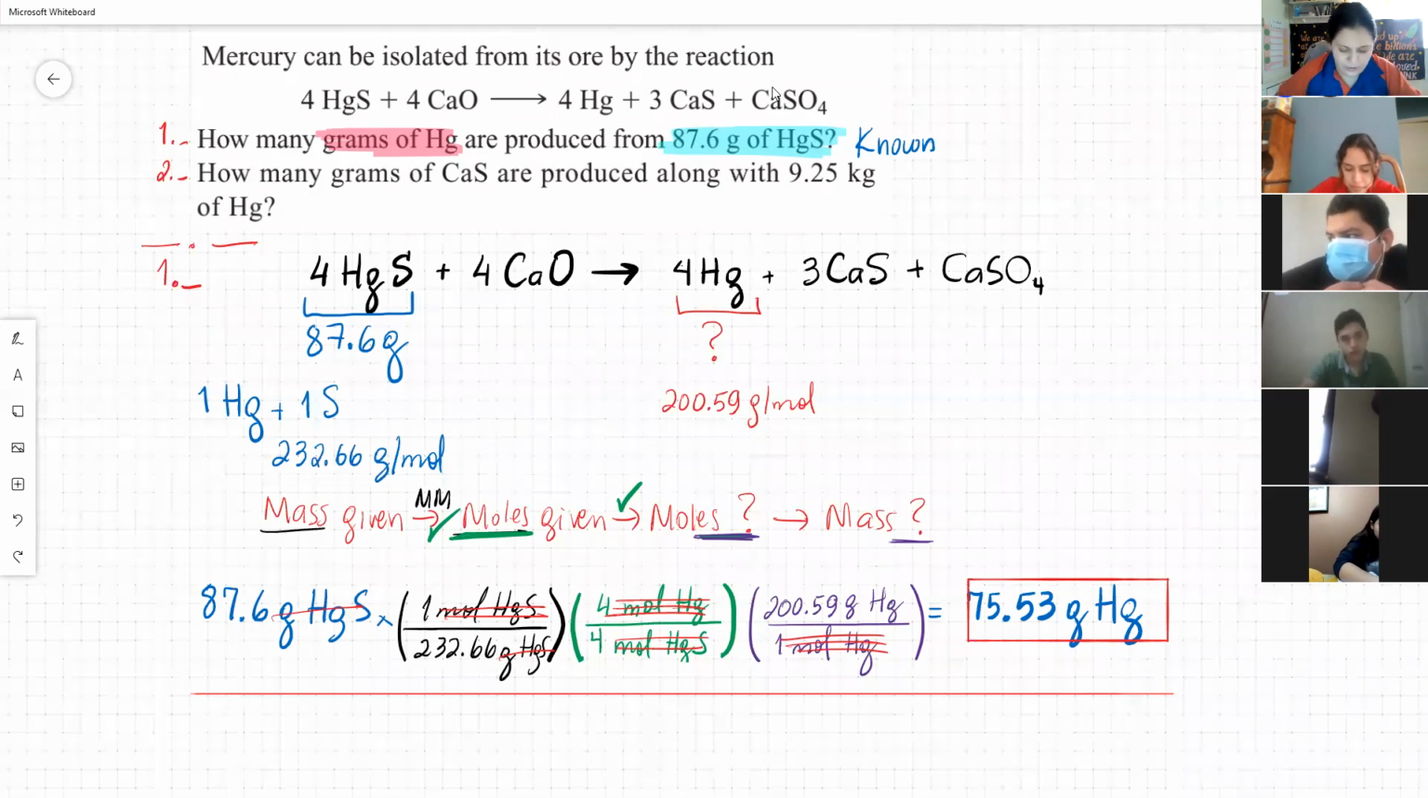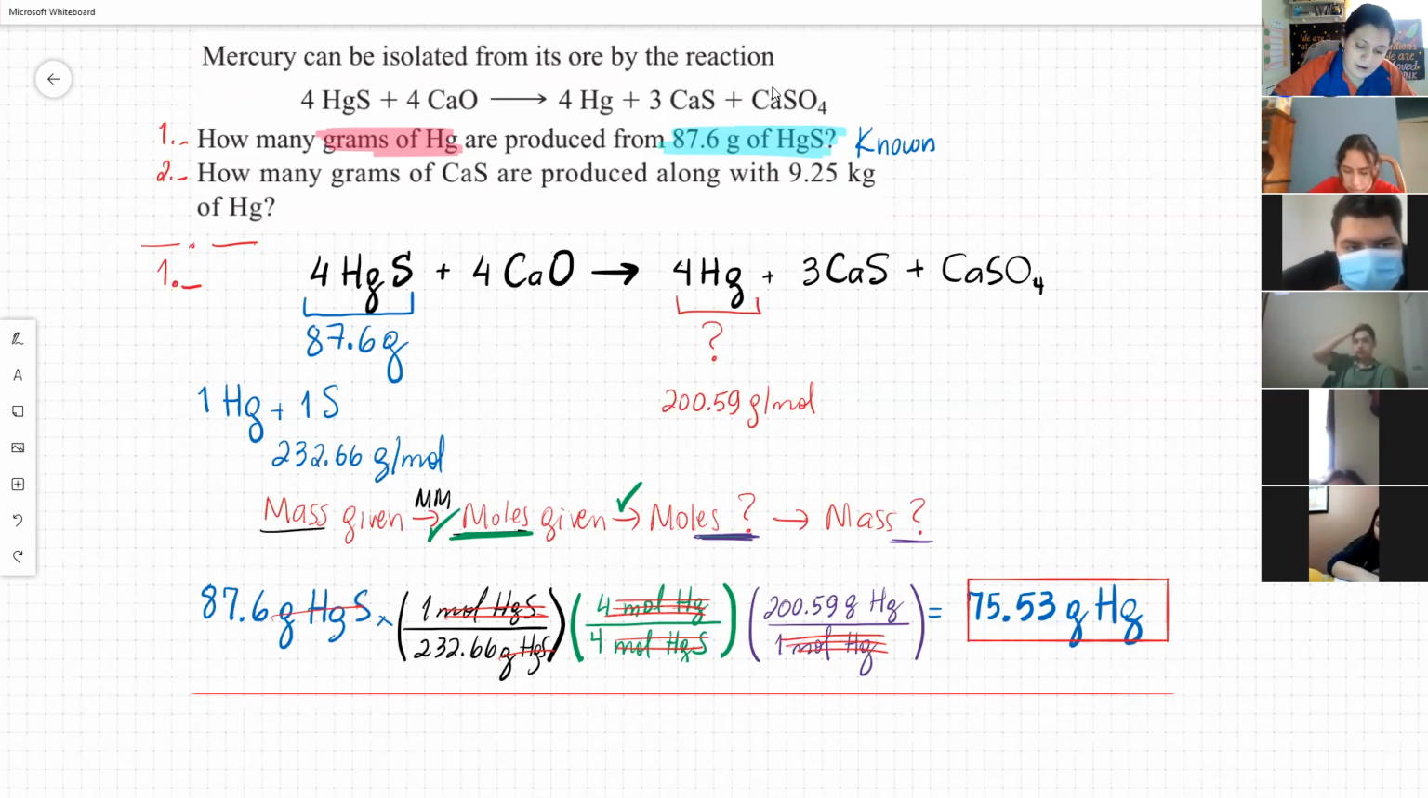Okay, so I'm going to focus on the second question. It says, how many grams of calcium sulfide are produced along with 9.25 kilograms of mercury. Here, be careful, because this mass given is in kilograms, which means you need to do a conversion from kilograms to grams. That is going to be like step 0 in this exercise.